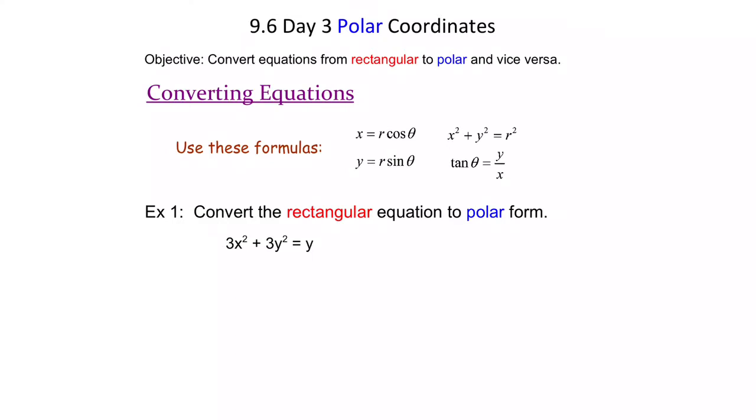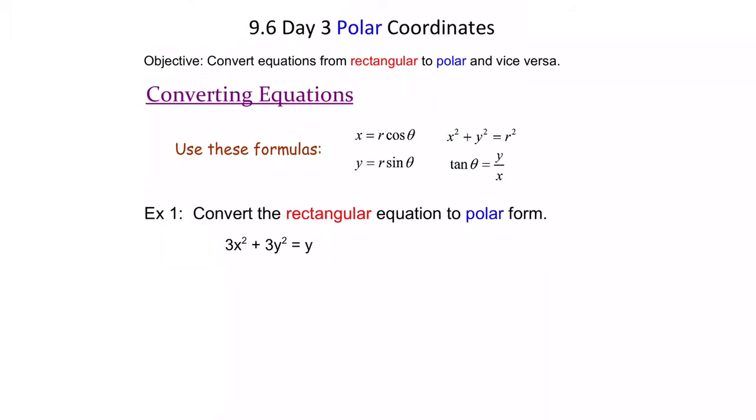So in example 1, I want to convert the rectangular equation to polar form. As we're looking to convert this, what are the things that we notice? Well, notice that we have an x squared plus y squared. So we're trying to see things in rectangular form so that we can convert them to polar form. All right. So how do we get the x squared plus y squared? Well, we can factor out the 3, knowing that x squared plus y squared is equal to r squared.